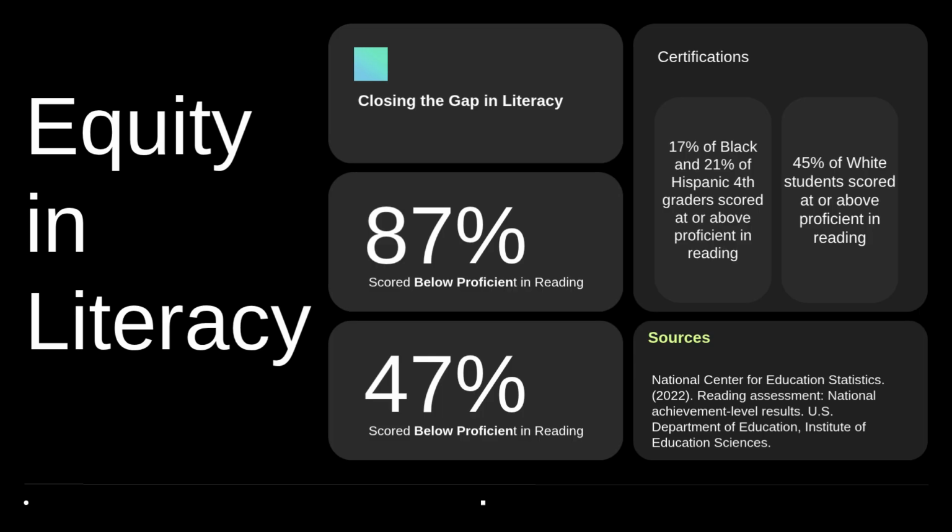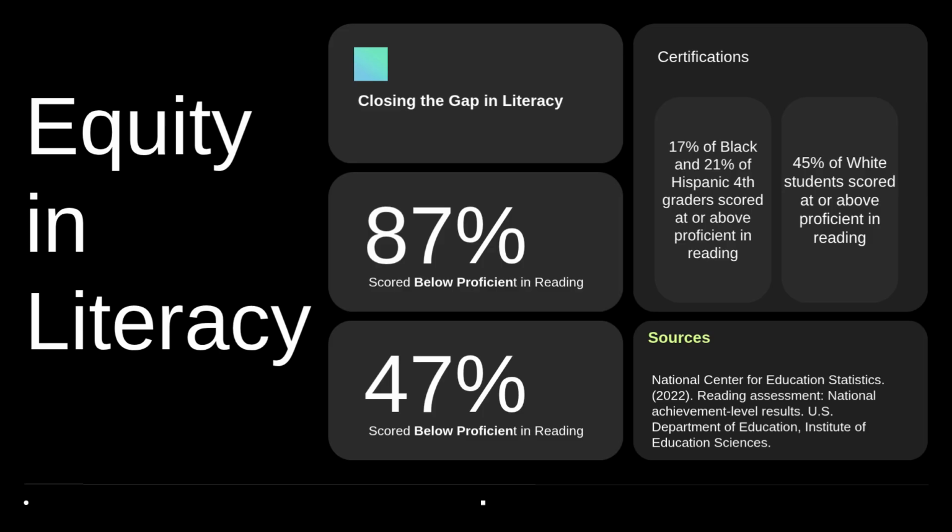17% of Black and 21% of Hispanic fourth graders scored at or above proficient in reading. So, of course, that shows less than the majority, that the minority of the students in the fourth grade that are Black and Hispanic are scoring at or above proficient in reading. So there are more Black and Hispanic students that are not doing well in reading than there are Black and Hispanic students that are proficiently reading.